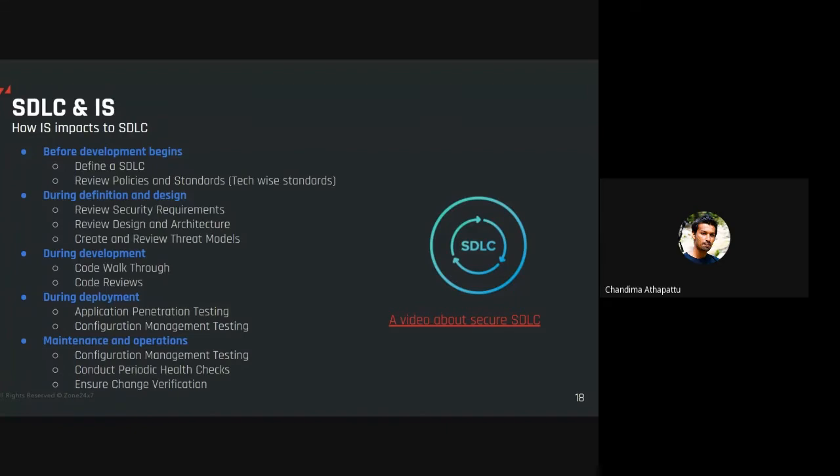Starting with before development begins, I have defined these 5 phases. Before development begins, we need to define the SDLC, whether it's waterfall or agile. Then we need to review the policies and standards, maybe the technology standards we are following. During definition and design, we need to understand the security requirements, the design and architecture, and also the threat models. In that way, we can ensure our security throughout the design phase is intact.